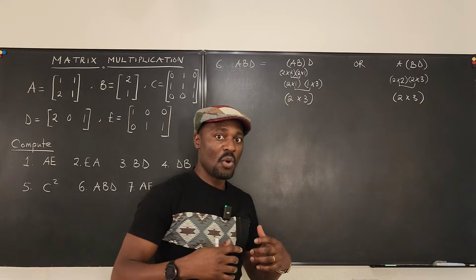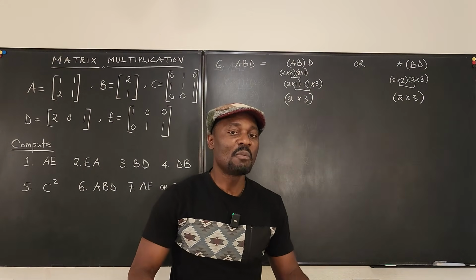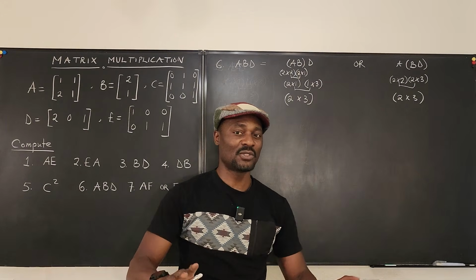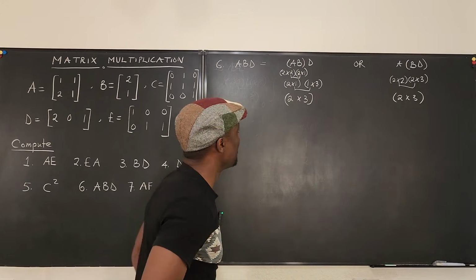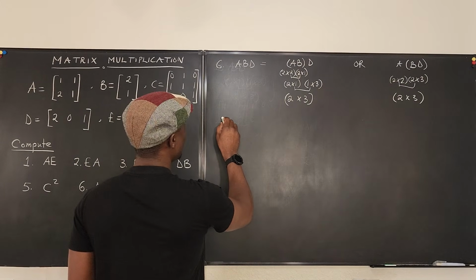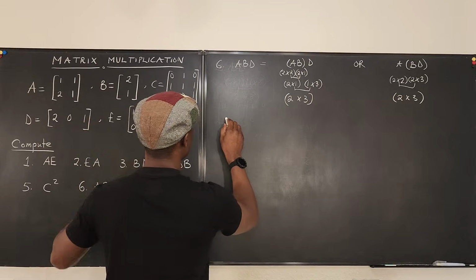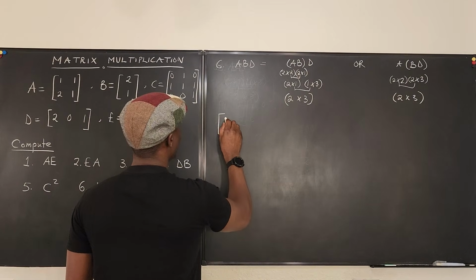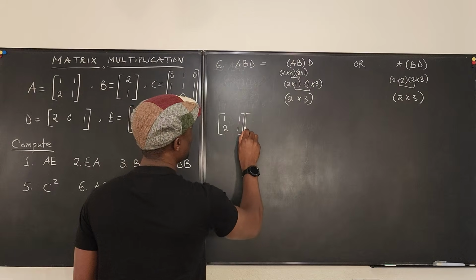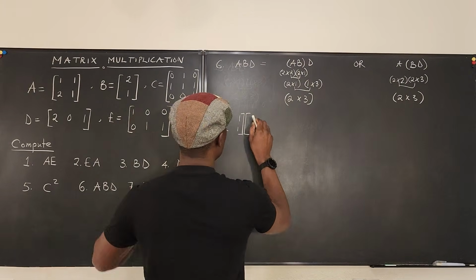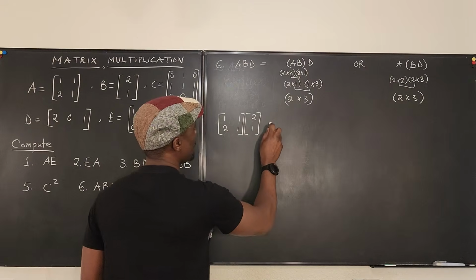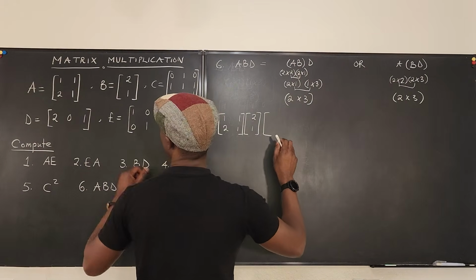So we know that the multiplication is possible, but does it mean that the entries will give us the same numbers? That's what we want to verify. So let's do it. Firstly, let's do AB. So we're going to have A times B, which is going to be this: 1, 1, 2, 1. We're going to multiply it by B, which is 2, 1. And then we're going to multiply it by D.